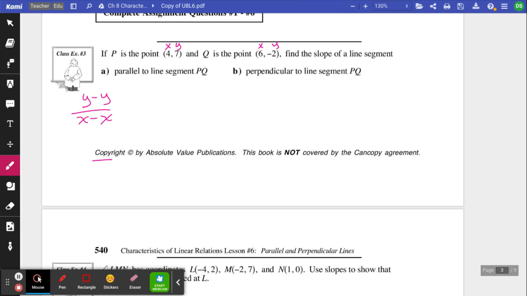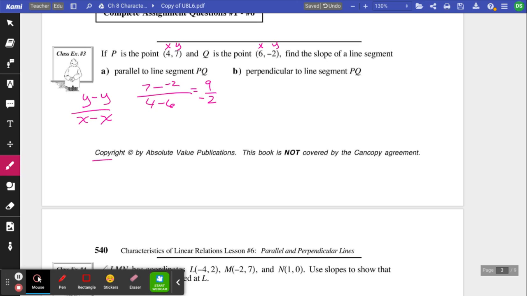Okay. All right. Gotcha. Did you label your x and y's? Like I just told you. Do what I told you to. Hurry up. Okay, so now you'll keep track. I'm going to go 7 minus a minus 2. Agreed? And 4 minus 6. Yeah? So I get 7 plus 2 is 9. And 4 take away 6? Negative 2. That is the slope of PQ.